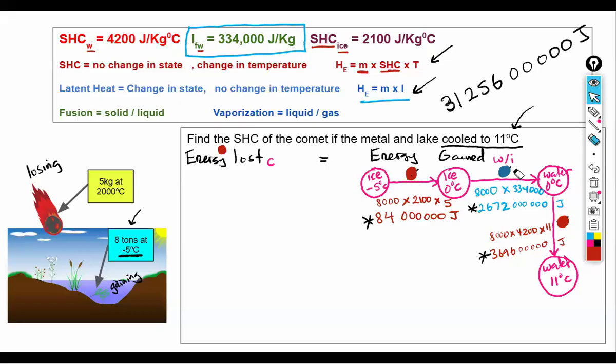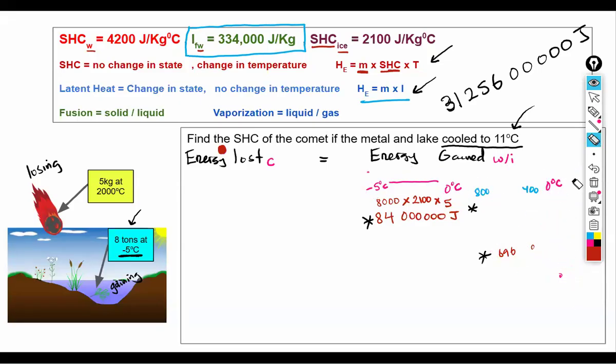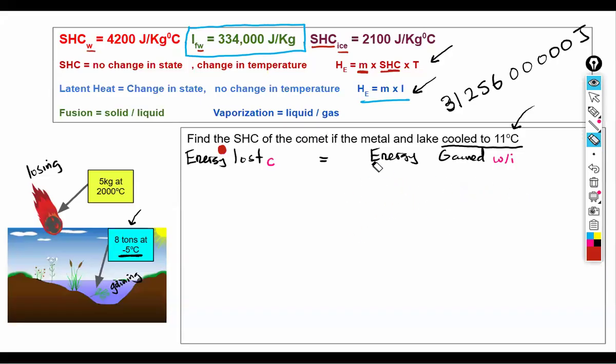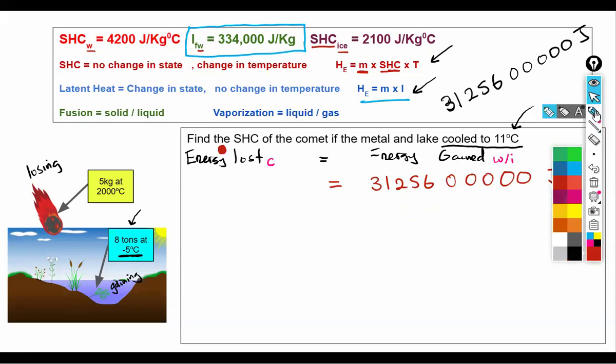Right. Let's create a full equation here. The energy gain, we have now calculated. Let me write it in. The energy gain was 3, 1, 2, 5, 6 with 5 zeros, 1, 2, 3, 4, 5 joules. What's the energy lost by the comet? The mass of the comet is 5 kilograms.